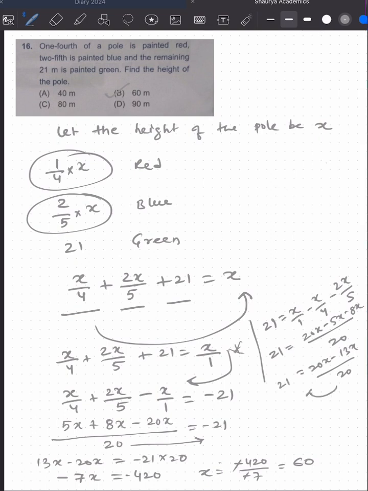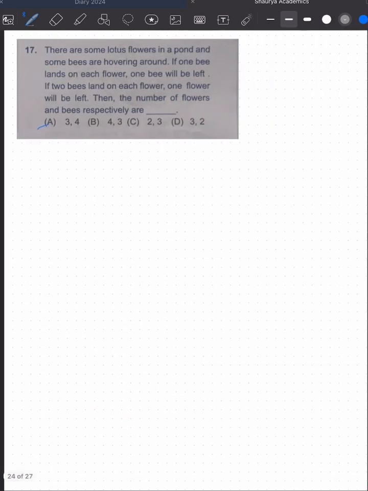Sending this here, this becomes 420 is equal to 20 minus 13, which is 7x. X is equal to 420 by 7, which is equal to 60. Okay, so that's the fun with equations. Let's move on to the next one.